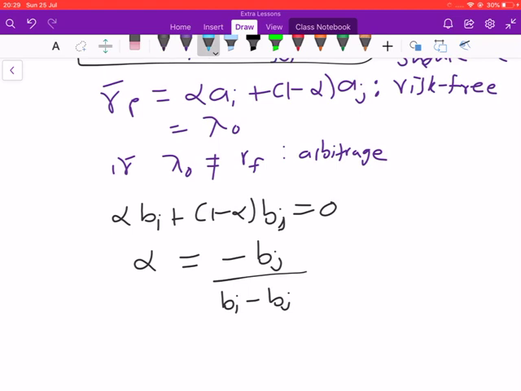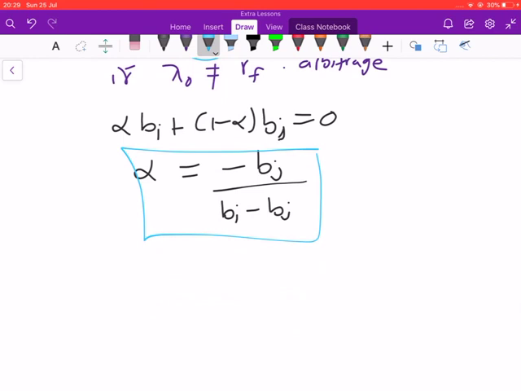So you know that if our weight is going to be equal to negative BJ over BI minus BJ, then our lambda 0 should be equal to the risk-free return. If not, there is an arbitrage opportunity. Anyway, that's fine. We can move a little bit further, right?